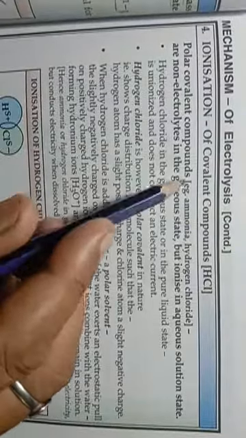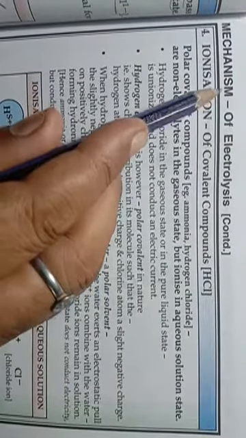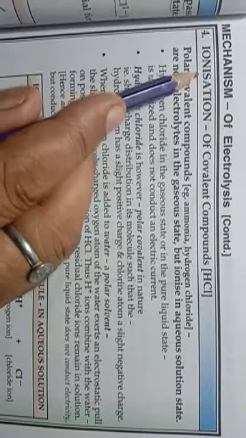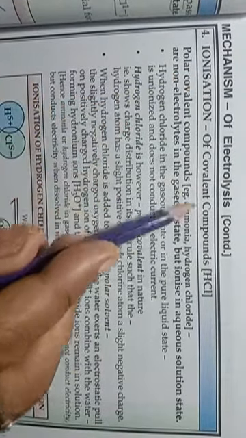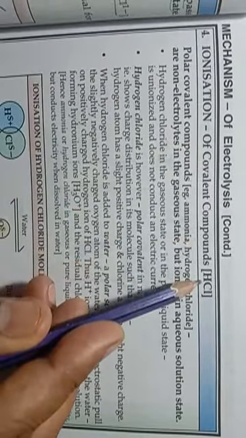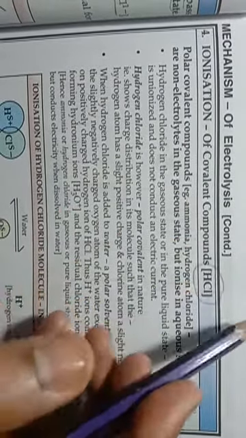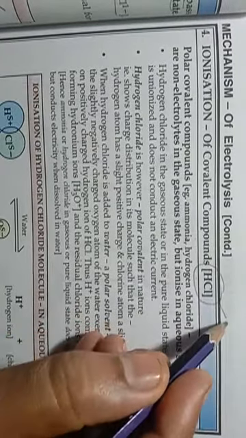Children, today we will start from the heading Mechanism of Electrolysis. Ionization of covalent compounds. Example, HCl. So you all know that HCl is a type of polar covalent compound.